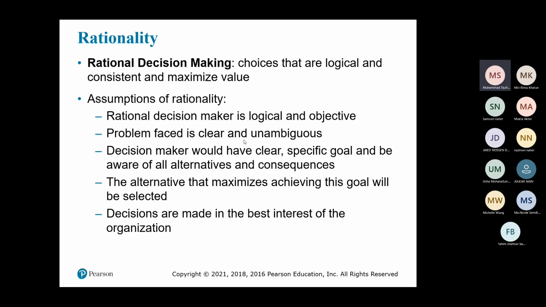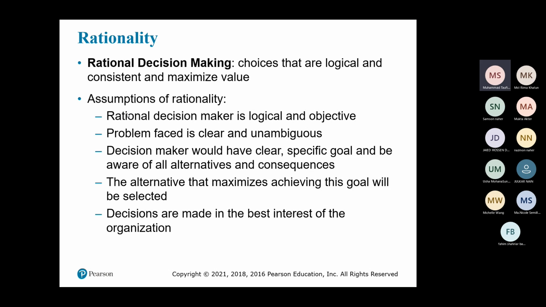So there is another type of decision making. We call it rational decision making. Rational decision making is the process where you make a decision based on a logical and consistent process, and the choices that you make must maximize value. You must maximize the value of your choices. So that is rational decision making.